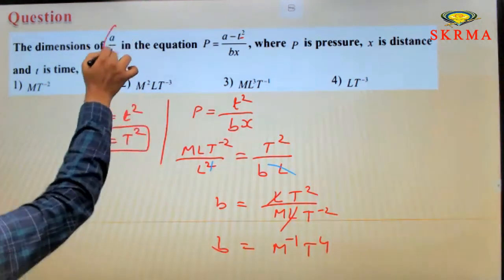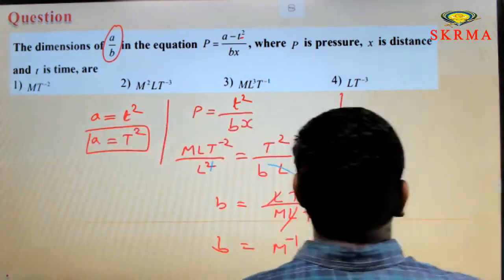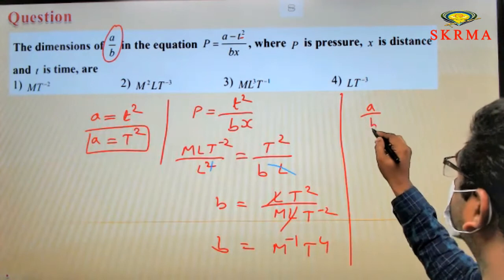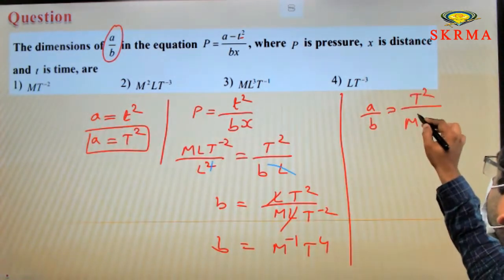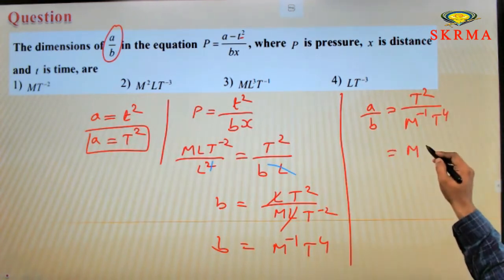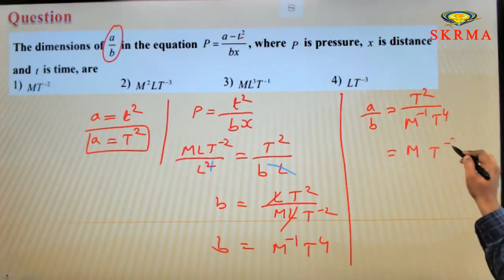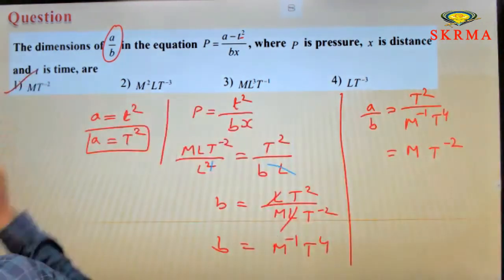What we have to calculate? We need to calculate the dimensional formula for a by b. So a dimensional formula is T square, b dimensional formula M power -1 T power 4. So this is M power 1 T power -2. First option.